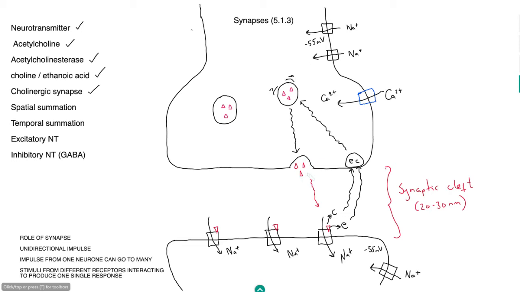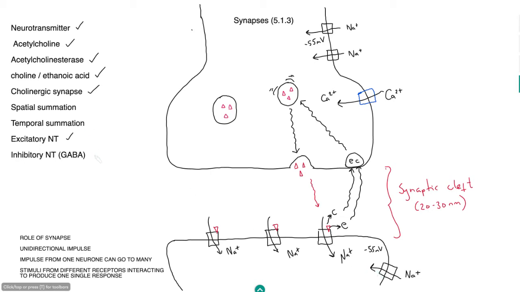Acetylcholine is considered to be an excitatory neurotransmitter. That's a neurotransmitter which causes sodium ion channels to open and therefore allows positive charge to go in. If the positive ions can come in, the voltage is going to become less negative towards -55, and therefore you'll get your next impulse happening.